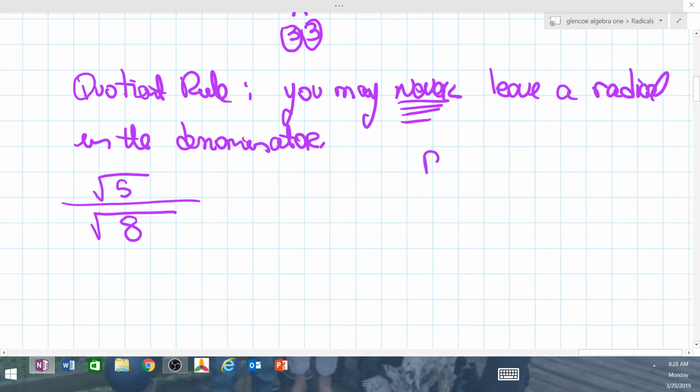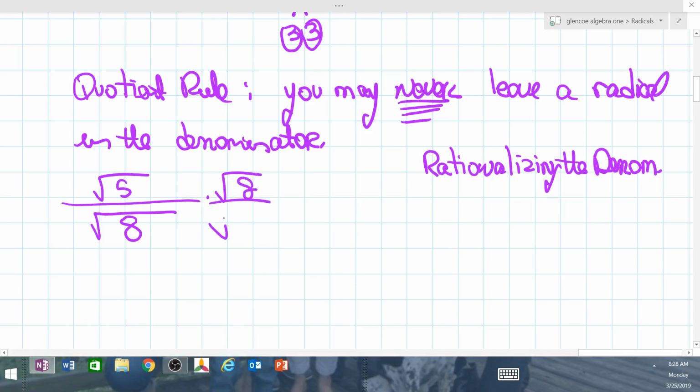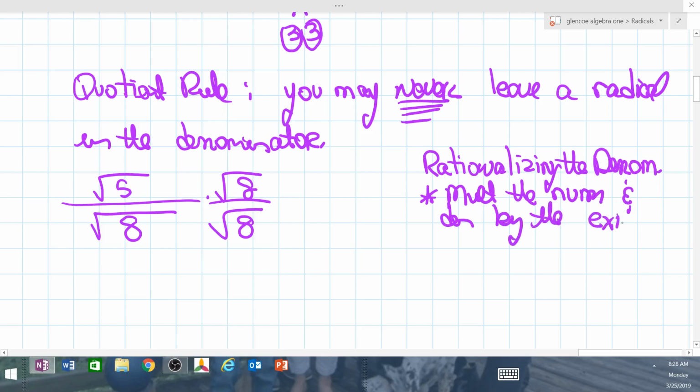The process of getting rid of the radical in the denominator is called rationalizing the denominator. So to rationalize the denominator, to get rid of radical 8, you are going to multiply the numerator and denominator by radical 8, the existing radical in the denominator. And then we're going to simplify.